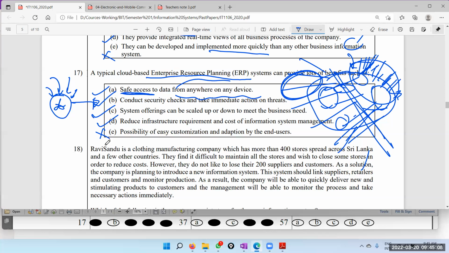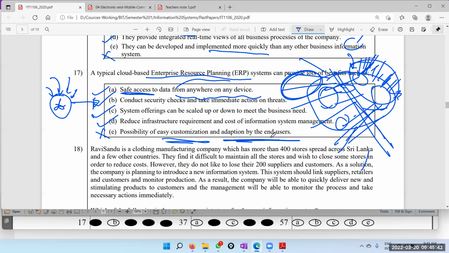Then the examiner has taken E as an answer: possibility of easy customization and adaptation by end users. I don't know why the examiner has taken that. Usually when we have the software with us, we have better customization, not when the software is with someone else. For example, you don't have good flexibility of customizing YouTube. You don't have the possibility of good customization of Facebook because you are using their service.